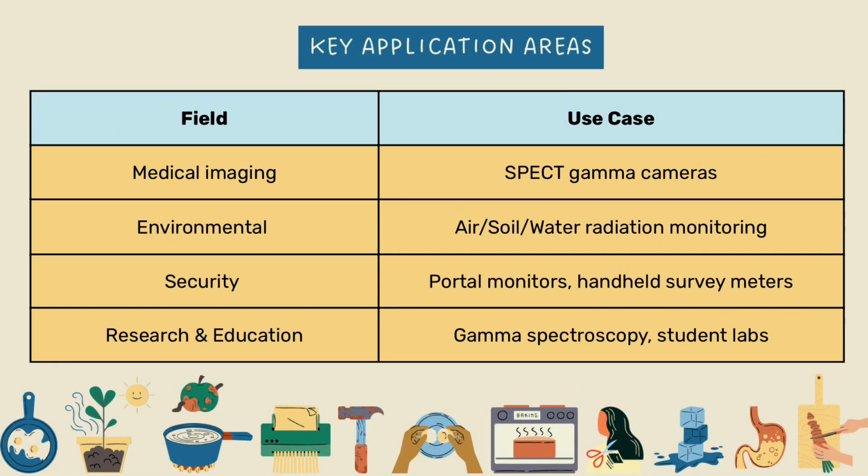So there are some key application areas include. For the first one, we have the medical imaging that is used in the case of SPECT gamma camera. Second, we have the environmental monitoring for air, soil, and water. The third one, we have the security application such as portal monitor and health survey meter. And lastly, we have the research and education, particularly in university laboratories for gamma spectroscopy.